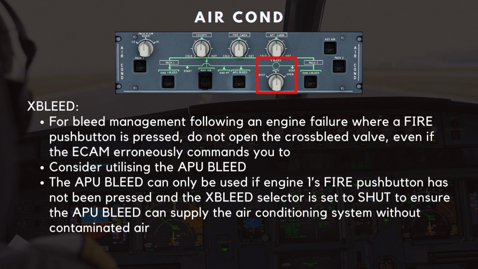For bleed management following an engine failure where a fire push button is pressed, do not open the crossbleed valve, even if the ECAM erroneously commands you to. Instead, consider utilizing the APU bleed. The APU bleed can only be used if engine 1's fire push button has not been pressed and the cross-bleed selector is set to shut to ensure the APU bleed can supply the air conditioning system without contaminated air.